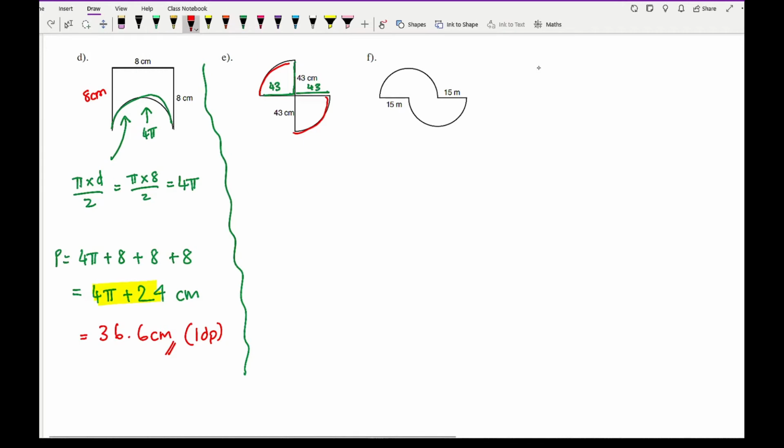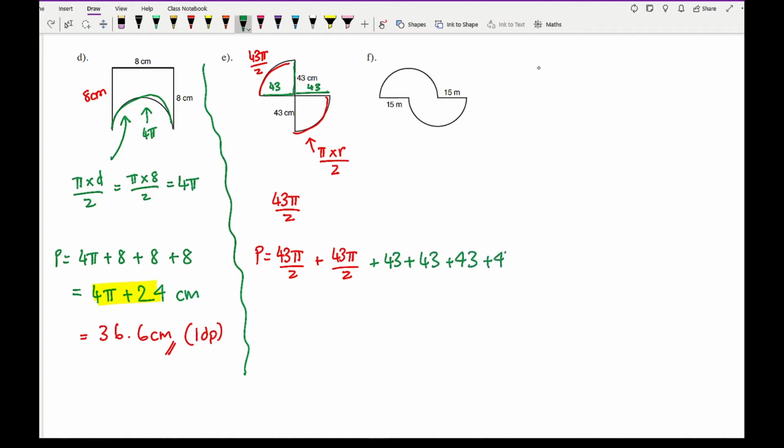So to work out the quarter circle, well, that's going to be pi times r divided by 2. So that length there, and the radius is 43, so that's going to be 43 pi divided by 2. And this is also going to be 43 pi divided by 2. So to work out the perimeter of this particular shape, it's going to be 43 pi divided by 2 plus 43 pi divided by 2, and they're my two red sections, plus I've got the 4 sides, so I've got 43 plus 43 plus 43 plus 43.